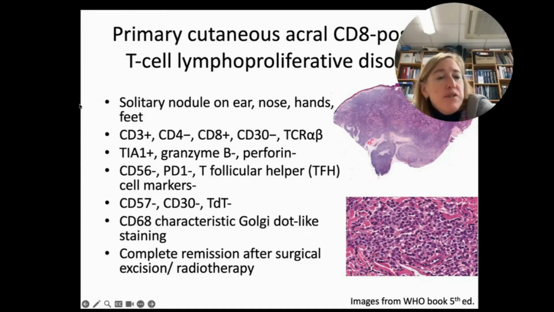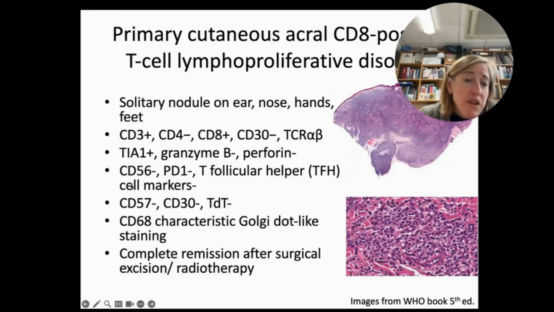These T cells are positive for CD3 and CD8, but negative for CD30. They've got some cytotoxic molecules like TIA1, but not all of them. And I think the most interesting thing is they have a dot-like positivity with CD68. I can't work out which of the CD68 antibodies does that from the WHO classification, but it's worth knowing, and at some point I must get around to checking, so sorry about that.